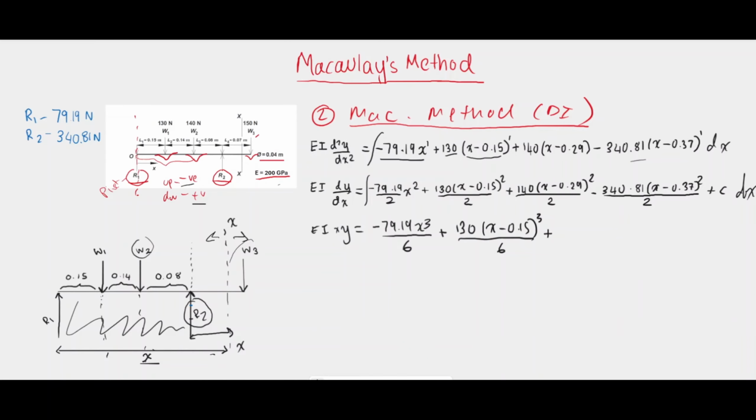Plus 140x minus 0.29. It's literally the same number, same term, so it'll be repeated. 2 plus 1, 3, divided by 3. So 2 times 3, 6. Minus 340.81x minus 0.37. In the same way, this will be 3 and answer 3 times 2, 6.